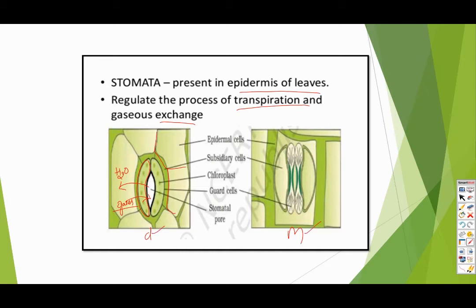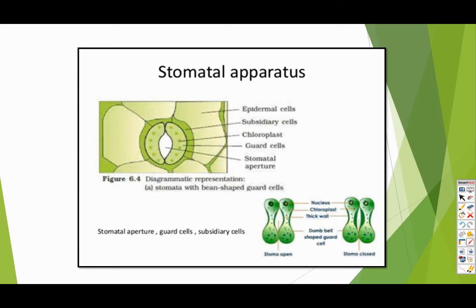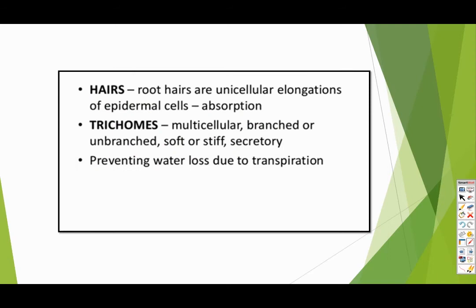Now coming back to the point. Epidermal appendages, there are two types, hairs and trichomes. Hairs are usually present in your root. Trichomes are usually present in your leaf. Root hairs are unicellular elongated structures, whereas trichomes are multicellular. Sometimes trichomes will secrete certain substances which can be poisonous too. That is why we say do not touch just any plant.